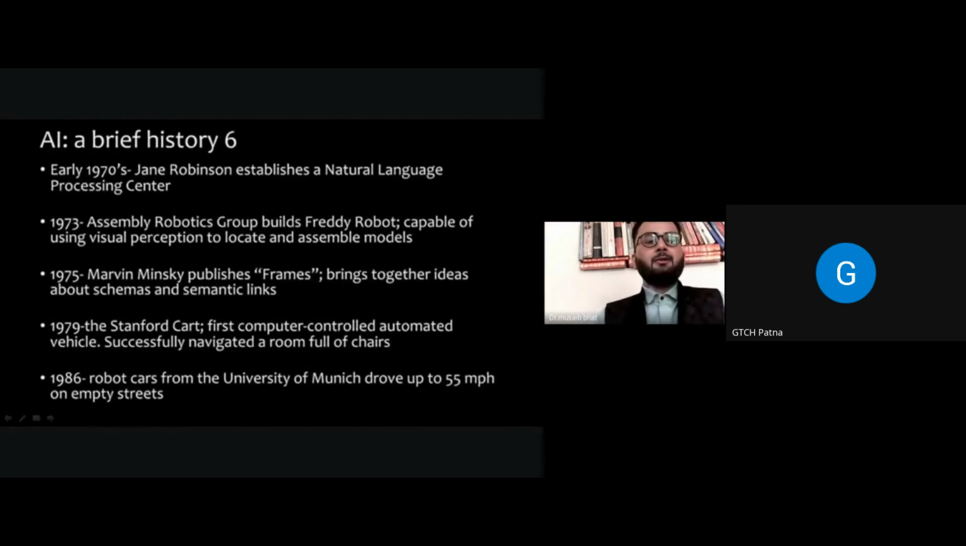Then in 1975, we have Marvin Minsky. He published frames, bringing together ideas about schemas and semantic links. So these were different sorts of information that were brought together. It was done in 1975. In 1979, the Stanford Cart was created. It was the first computer-controlled automatic vehicle. It successfully navigated a room full of chairs. Then in 1986, robot cars from the University of Munich drove up to 55 miles per hour on empty streets.